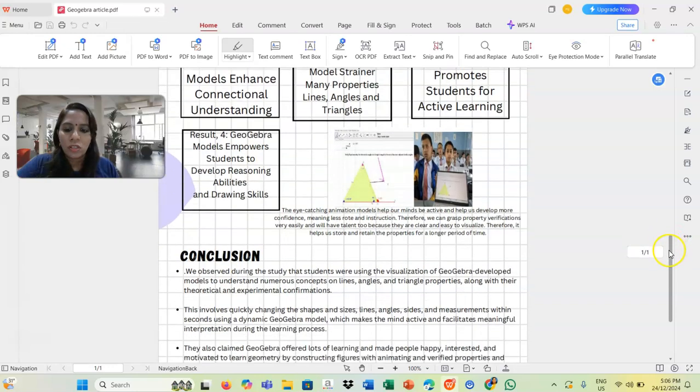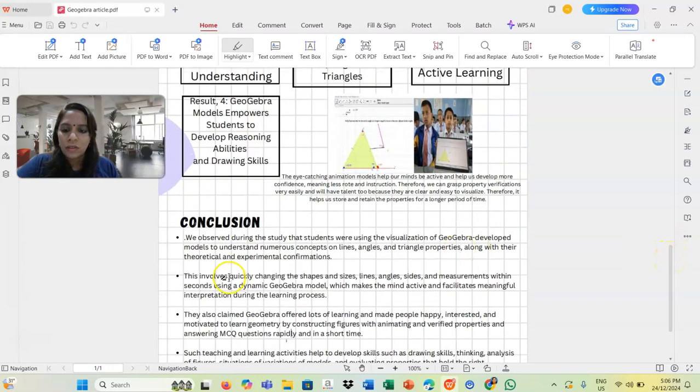Okay, so the conclusion. First, we observed during the study that students were using the visualization of GeoGebra developed models to understand numerous concepts of lines, angles, and triangle properties along with their theoretical and experimental confirmations. Next, this involved quickly changing the shapes and size, lines, angles, sides, and measurement within seconds using a dynamic GeoGebra model, which makes the mind active and facilitates meaningful interpretation during the learning process.